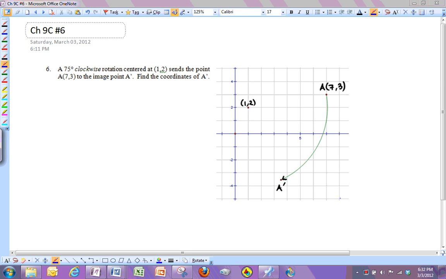Chapter 9C number 6 is a rotation problem on a graph. It says we're going to rotate from A to A prime by 75 degrees. It's not centered at 0, 0, which is going to make this problem a little trickier. It's centered at 1, 2 instead.